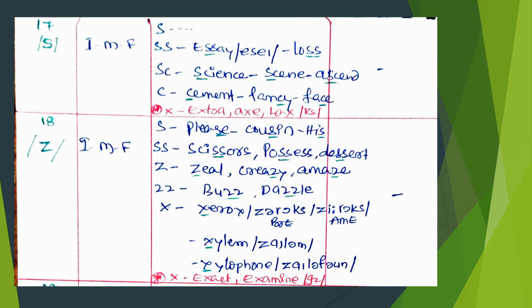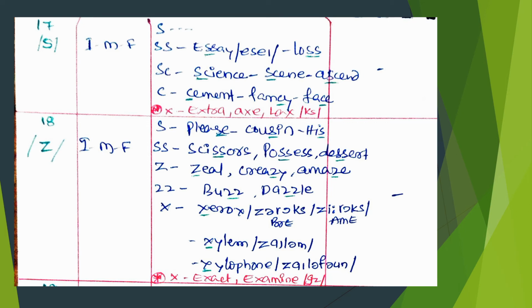Now this is also represented with the double S. For example, scissors. P-O-S-S-E-S-S, possess. Now in this word, the medial double S is pronounced as Z, and the end double S is pronounced as S. So this is possess.